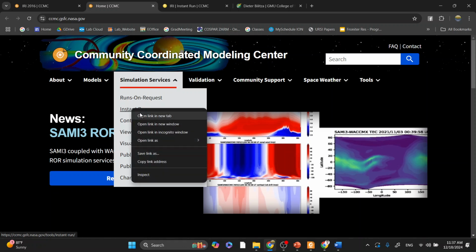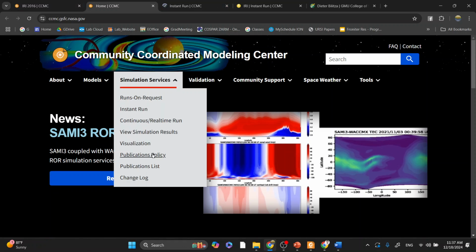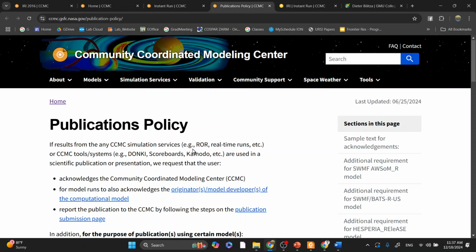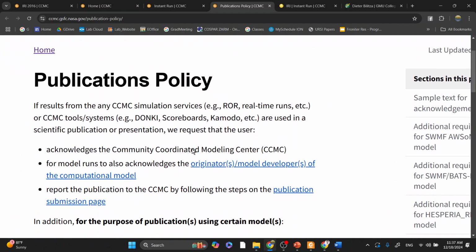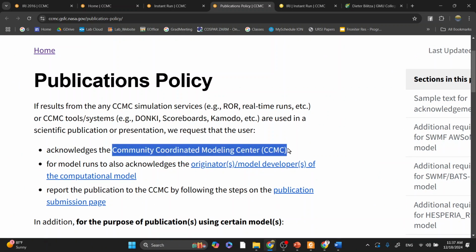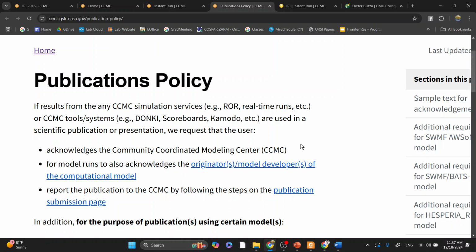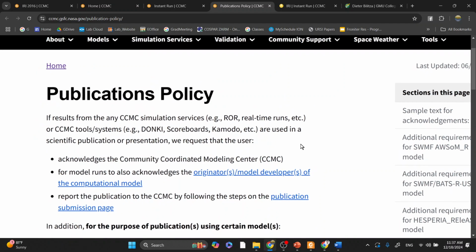For short term, right? And if you run this model when you publish, I think they have a policy as well, right? Is it you ask or you just acknowledge? Yeah, you have to acknowledge the Community Coordinated Modeling Center, because as you know, in our research work, sometimes we rely on other people or data or baseline models, right? So you have to acknowledge all these important people all the time.